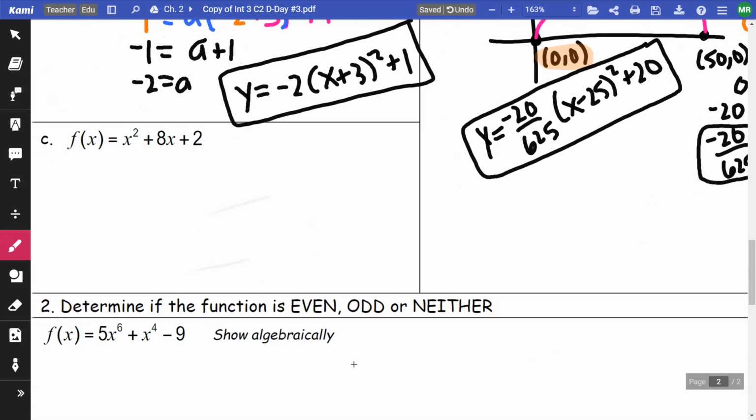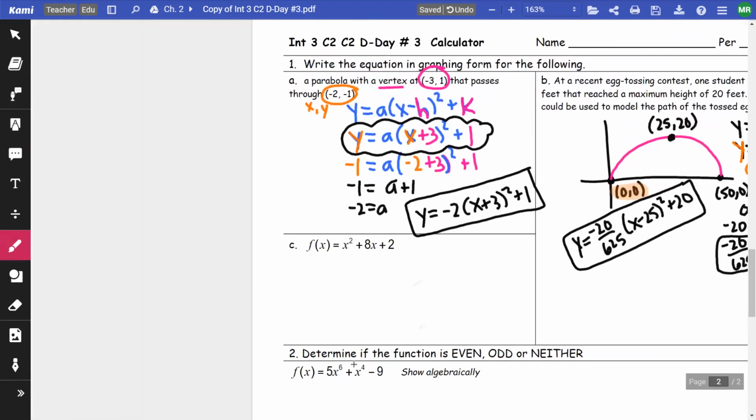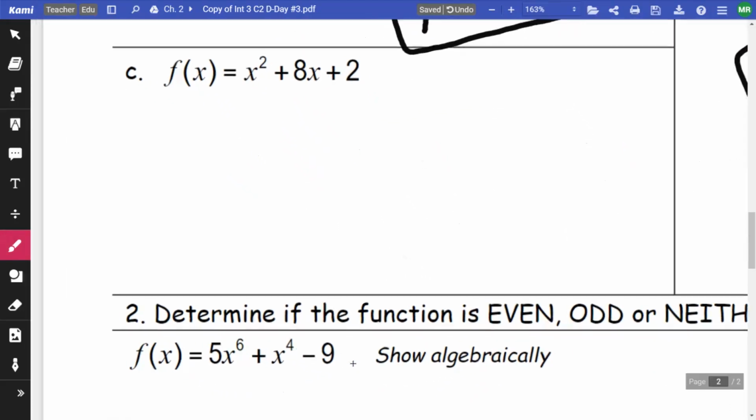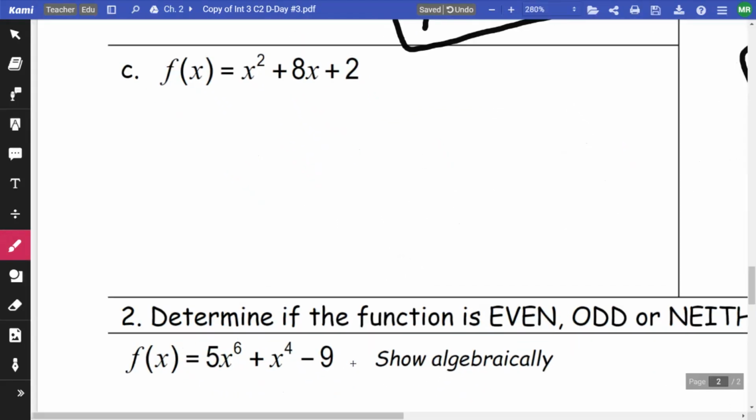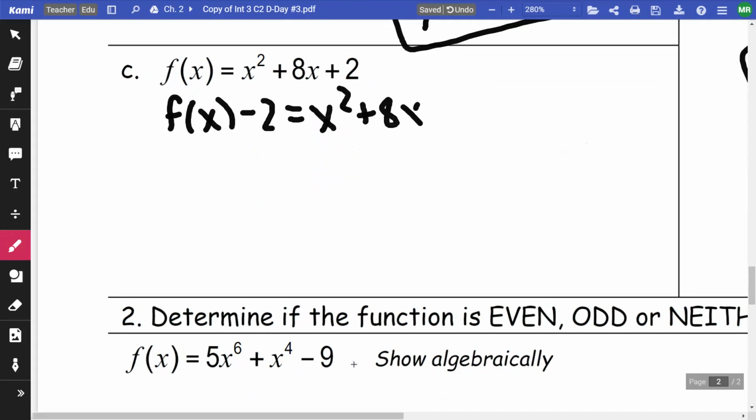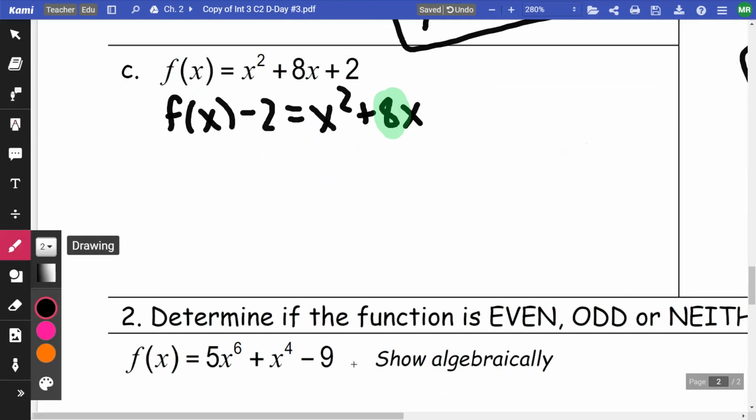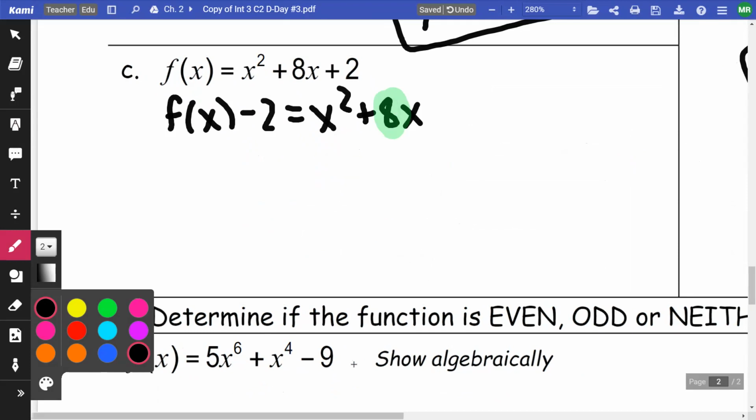On C, we want to put it in a nice graphing form. So I'm going to complete the square. So the first thing I'm going to do is take that 2 to the other side. I just like to get rid of it, so I'm not focused on it. And then what I want to focus on is my 8x. Really the 8, I need to split that into an even amount. So we call that our b.